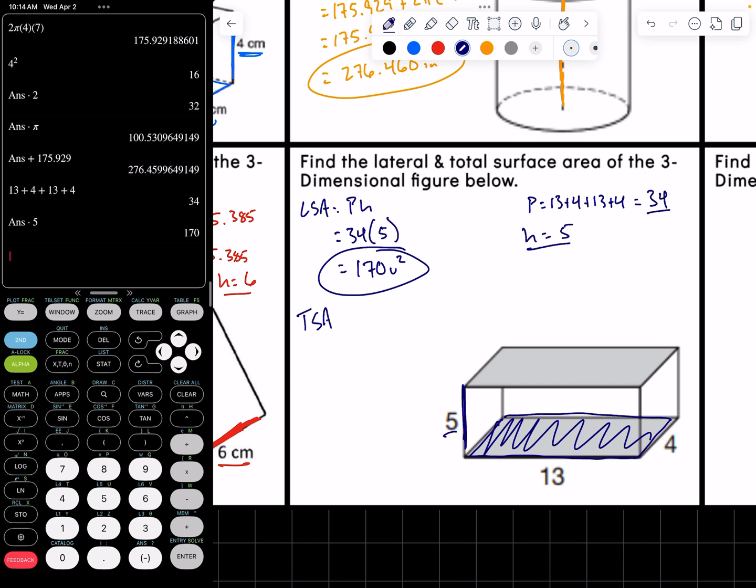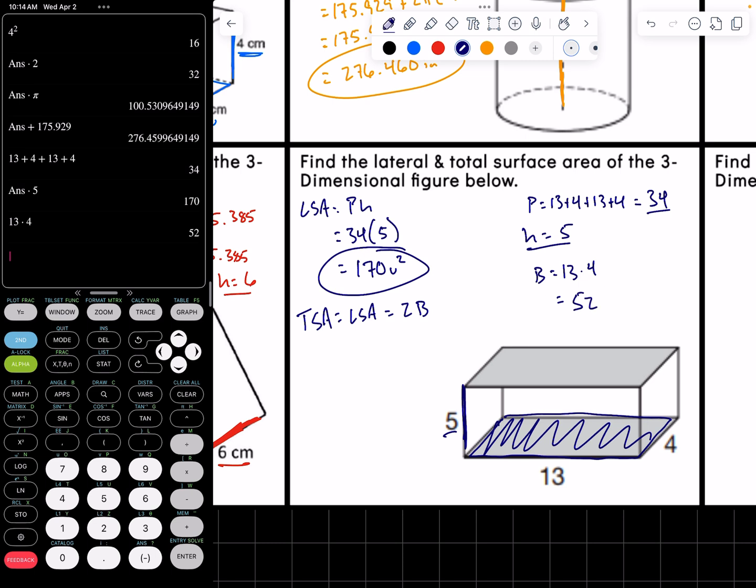And then for total surface area, I take my lateral surface area and I'm going to add 2 times the area of my base, which is going to be 13 times 4, which is 52. Let's change that. That should be a plus sign, not an equal sign. 170 plus 2 times 52.